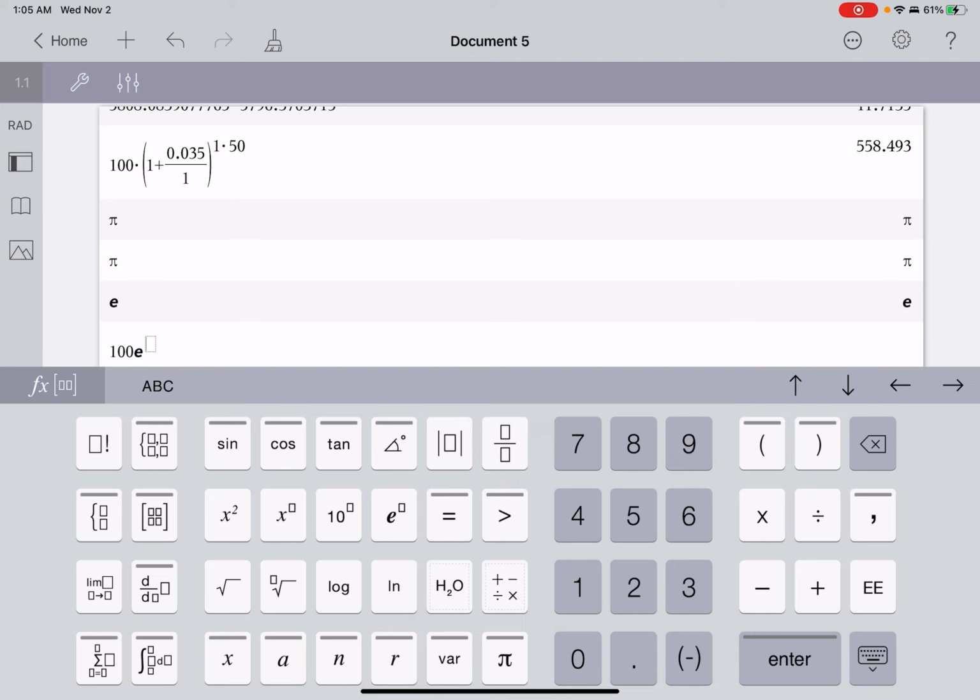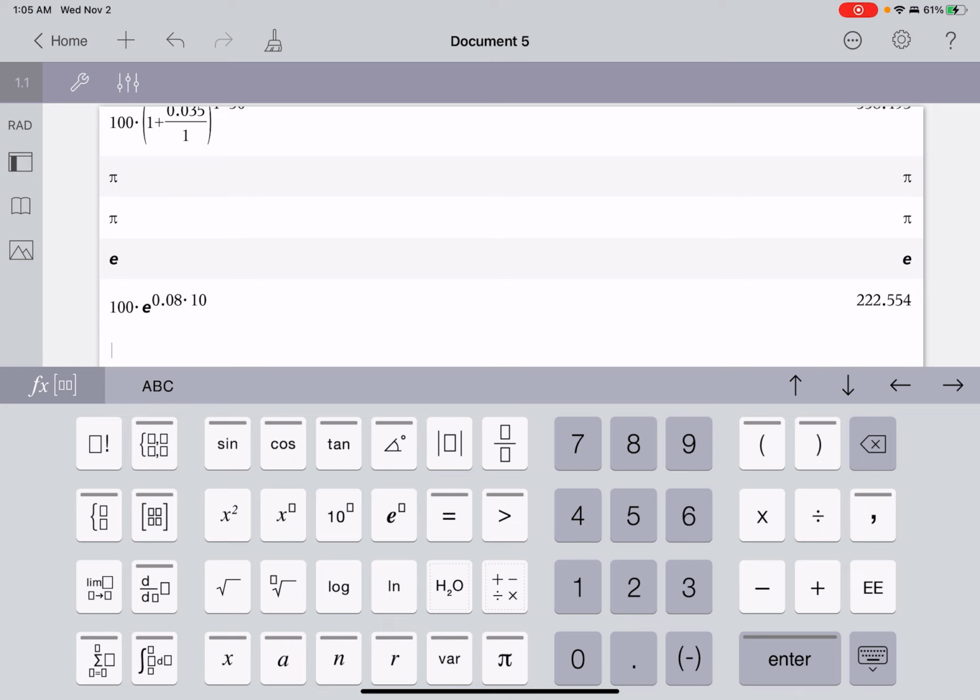100 times e to the power of 0.08 times 10, and you get 222.55. Remember, you're only putting 2 decimal places.